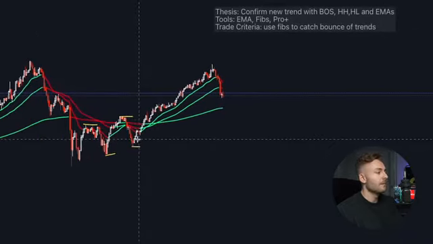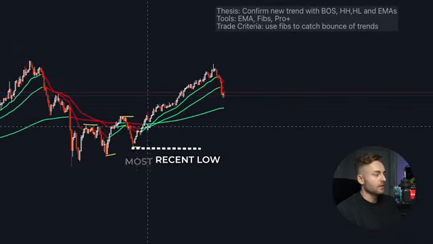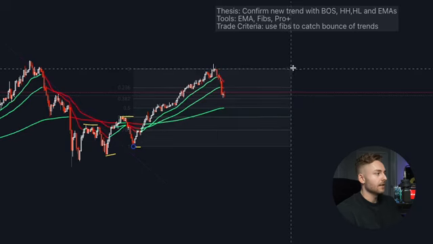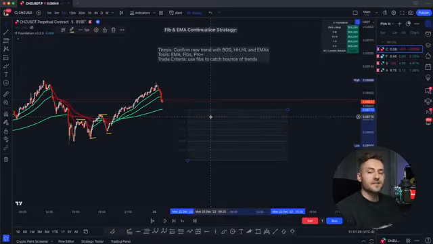Then I'm going to go off of my most recent low before the price action cuts up and we get these crosses on these moving averages. I'm going to click from that level and I'm going to go up to my high. Now that's going to give us levels over here. Now this is how Fibonacci works.